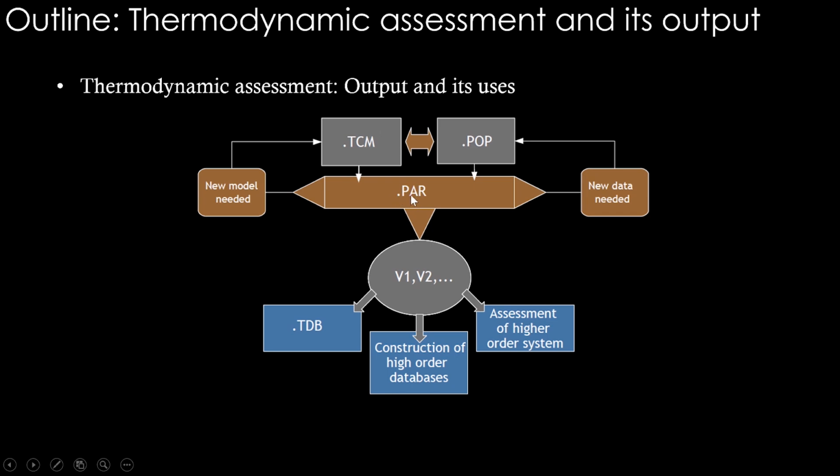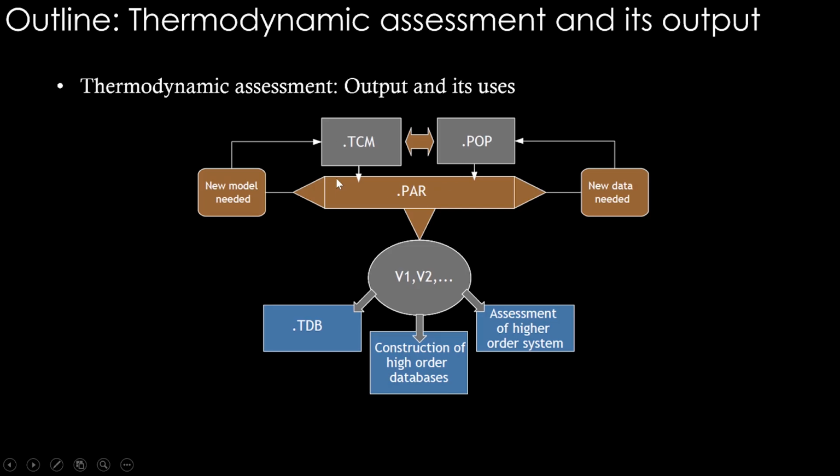What happens is, in the par file, when we are doing the optimization and we see the need for new models, we have to go back, create new models in the TCM file and do the optimization again. Or if we see that new data are required to do the optimization better, we have to generate such data and put it into the input file and proceed with the optimization.